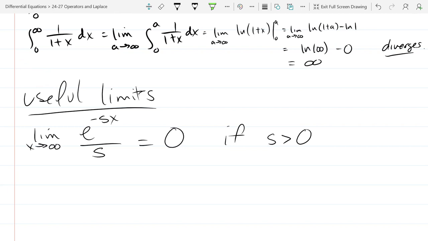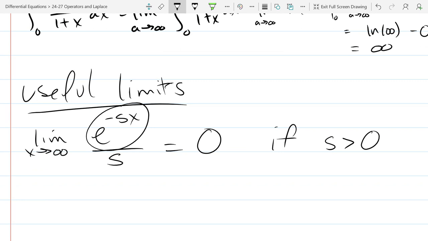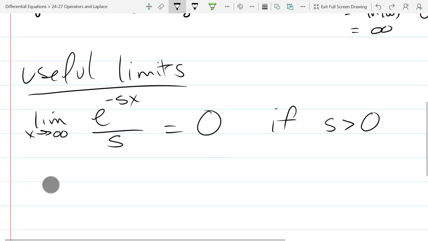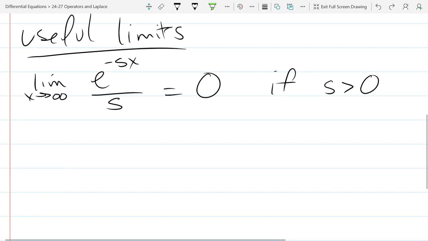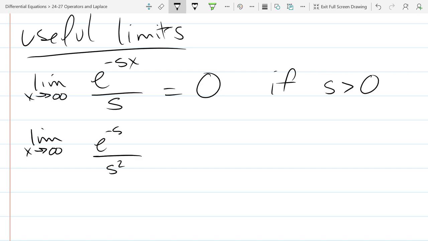So if s is positive, then the limit of e to the negative sx over s. Now, of course, s is constant right here, so you can bring that 1 over s outside. So it really comes down to the e to the negative sx, and that is 1 over e to the sx. So as x gets bigger and bigger, that gets smaller and smaller. So some of these limits are not difficult to just see what they are. You don't even need L'Hopital's rule on that first one. I don't know why this one's written down also. It seems really obvious. But it's in the notes, so I'll write it down as well. s is constant.